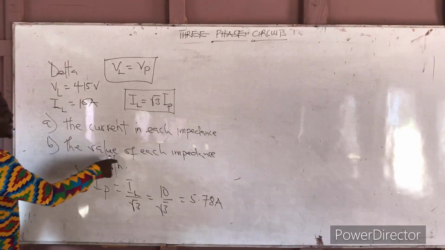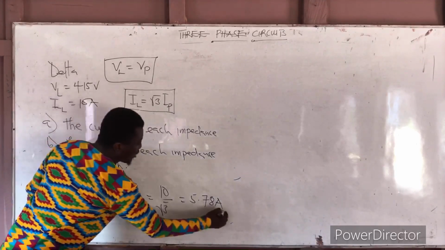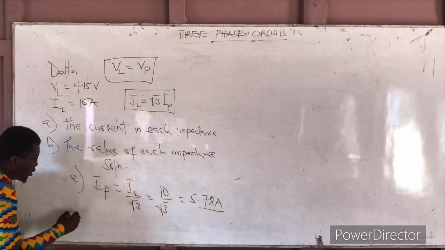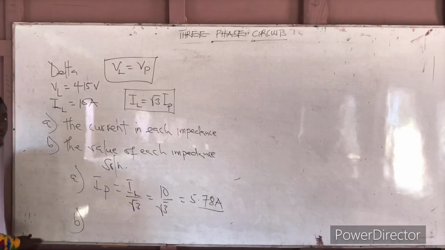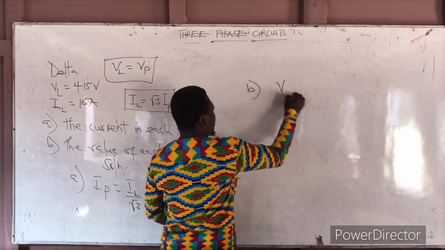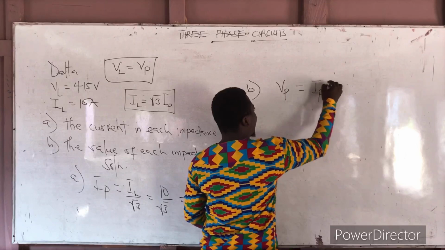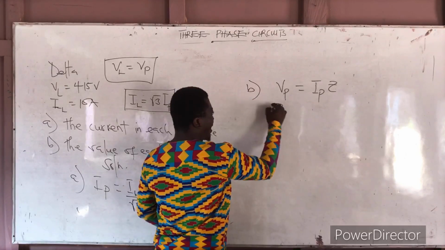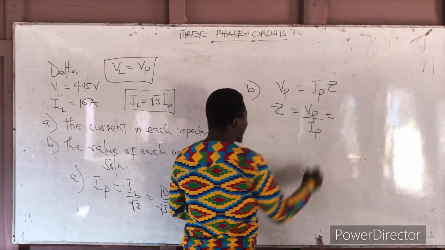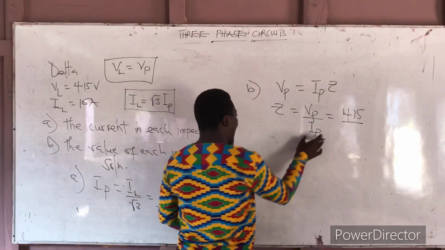Then they said we should calculate the value of each impedance. If you need the value of each impedance, now you know the phase current and the phase voltage. So the voltage across the phase is going to be equal to IP times Z. So if you need the impedance Z, it's going to be VP over IP. What is our VP? VP was given in the question to be 415, divided by IP.